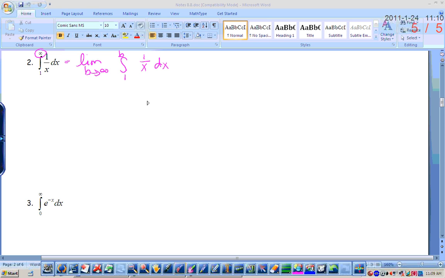And the limit is the very last thing that we're going to take. So what is the integral of 1 over x? Natural log of x, okay. So since the limit is the last thing that I'm going to do, unfortunately I have to keep rewriting limit as b approaches infinity. Okay, so now we're going to plug in our b minus plug in our 1.